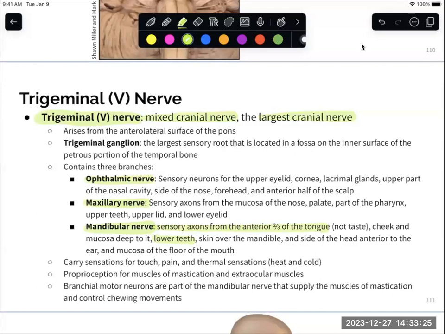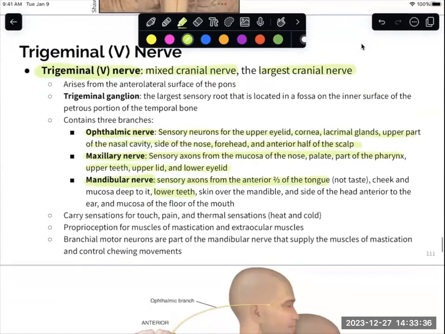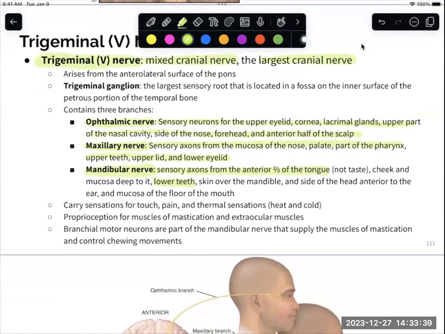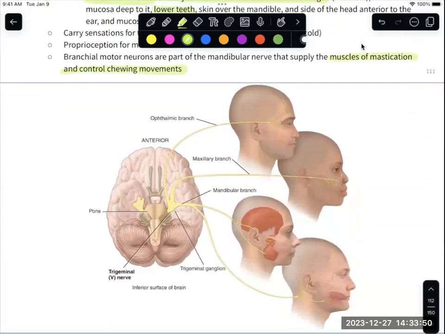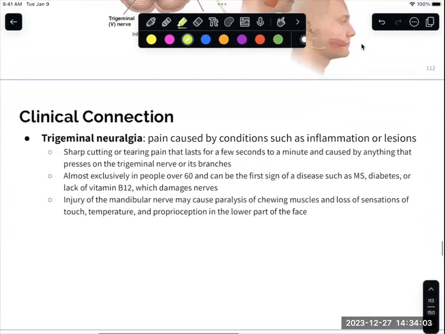That ophthalmic is doing sensory to most of the face. Maxillary does sensory to most of the face. It does do motor. That muscles of mastication is that motor. So chewing. Movement is also done by that trigeminal. So here is that trigeminal, that very large nerve that's coming out just below cranial nerve 4. Trigeminal neuralgia.